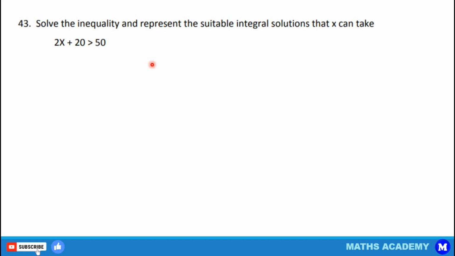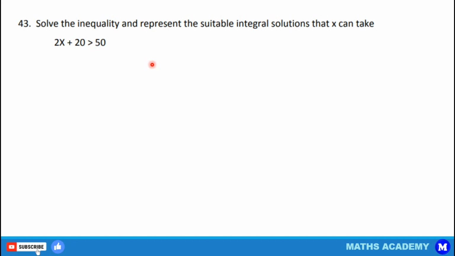Question number 43. It says solve the inequality and represent the suitable integral solutions that x can take. And they have given an inequality 2x plus 20 is greater than 50. Now we should solve the inequality and we should find solutions of x. What are the numbers that x can fit? So now let's solve this.